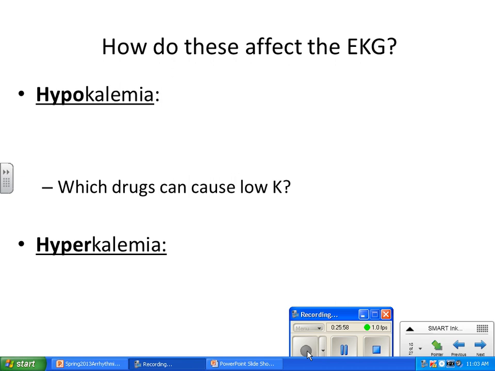Hyperkalemia, what's going to happen? How does it affect the EKG? Peaked T waves. So usually a slower heart rate, irregular heart rate. Later on in hyperkalemia, they can also go into VFib or VTAC.